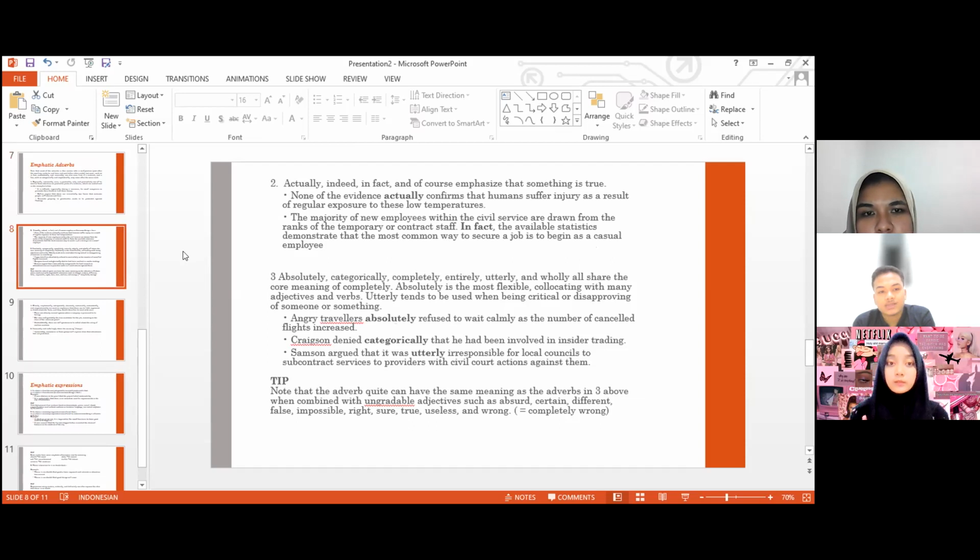And the second is actually, indeed, in fact, and of course emphasize that something is true. None of the evidence actually confirms that humans suffer injury as a result of regular exposure to these low temperatures. And the other example is the majority of new employees within the civil service are drawn from the ranks of the temporary or contract staff. In fact, the available statistics demonstrate that the most common way to secure a job is to be engaged as a casual employee. And the next will be explained by Nadila Paniputri.